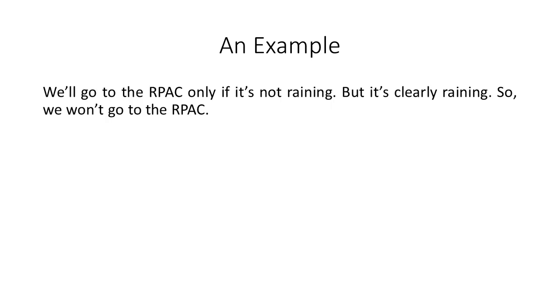So here's an example. We'll go to the RPAC only if it's not raining, but it's clearly raining, so we won't go to the RPAC. We want to know whether or not this argument is valid. To start, we identify the premises and conclusion, translate the statements into sentential logic, construct a truth table, and then test the argument for validity or invalidity.